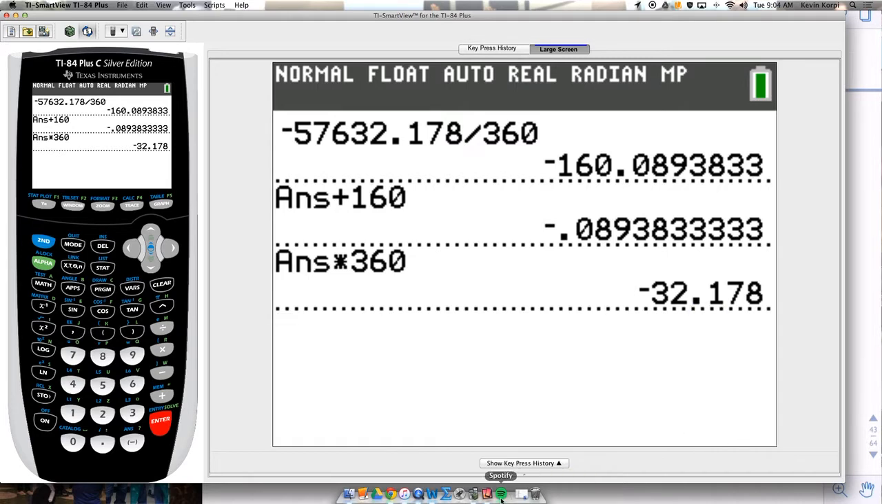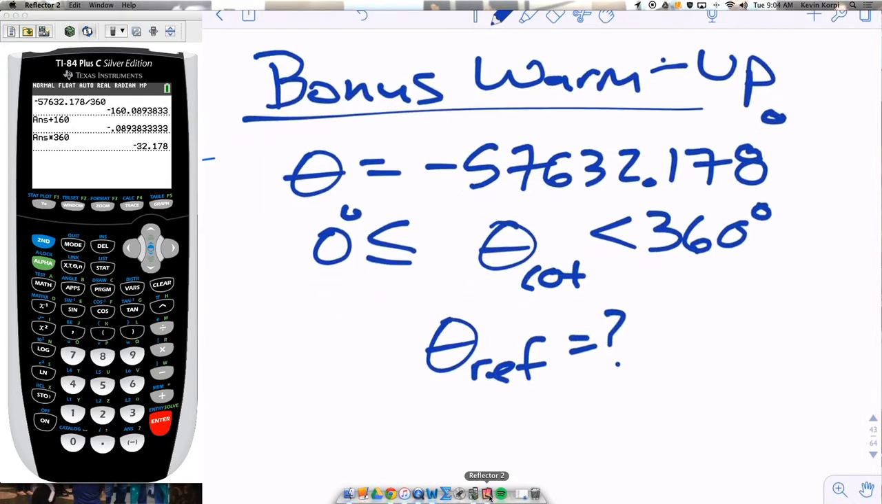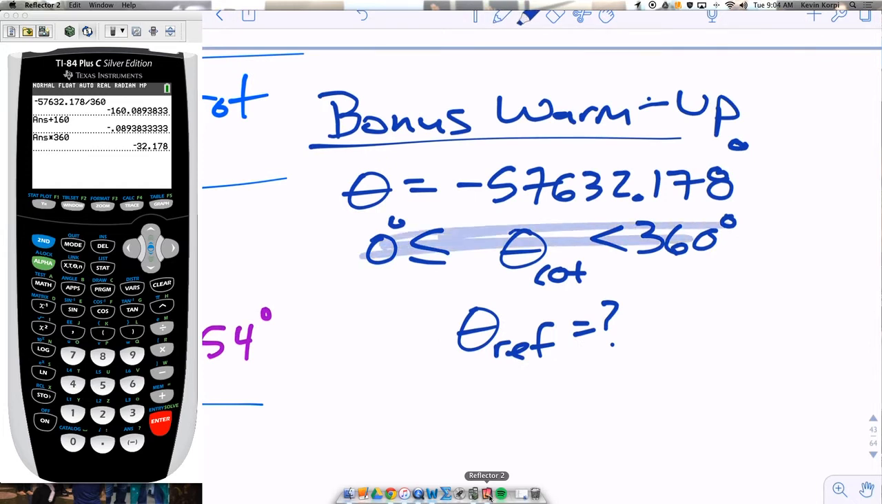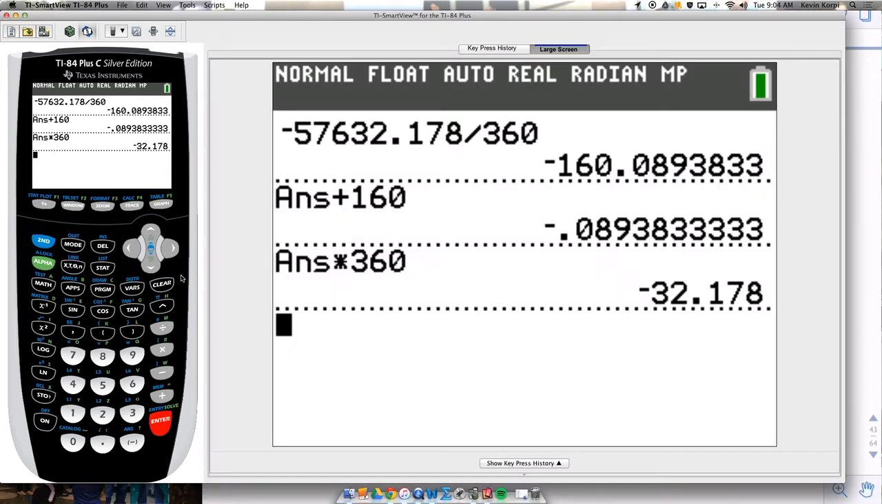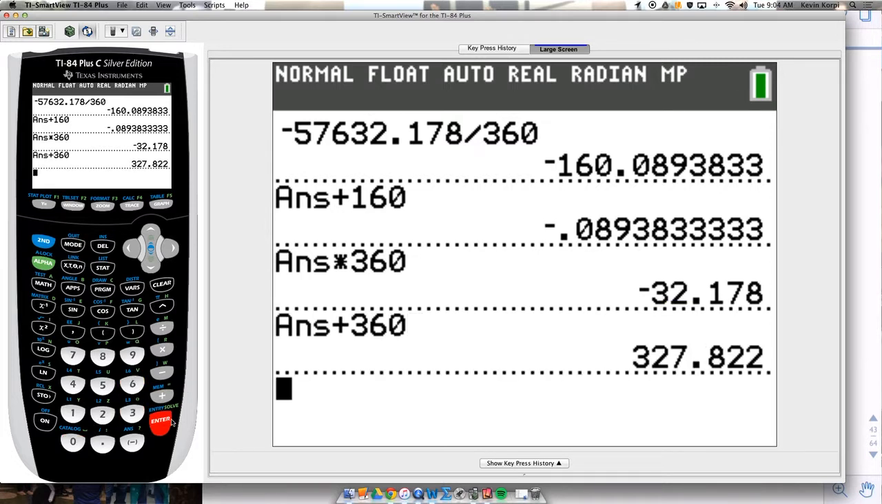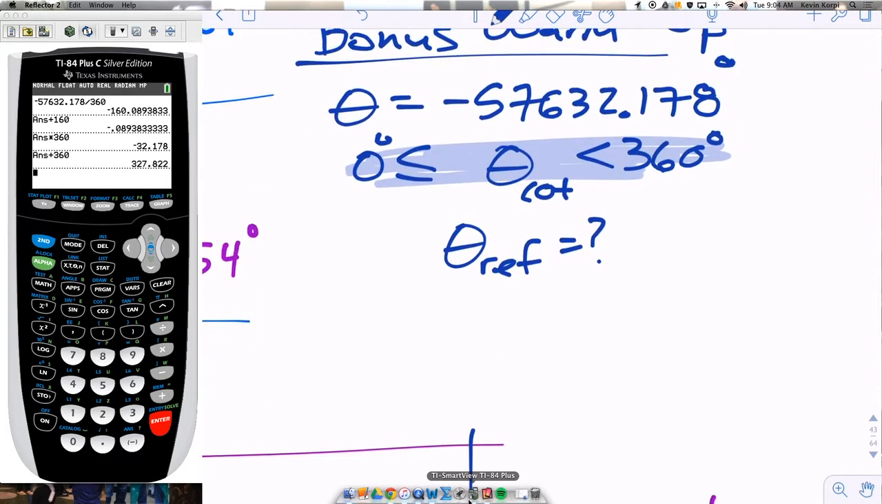Now this angle is coterminal with the angle that we want. But if you notice, the question is specifically asking you to find the coterminal angle that lives between 0 and 360. So it has to be positive. So the last little step you have to do here is just go one more rotation in the positive direction by adding 360 degrees to it, and you get 327.822. So that would be the answer to the coterminal angle that's between 0 and 360. Theta coterminal is 327.822 degrees.